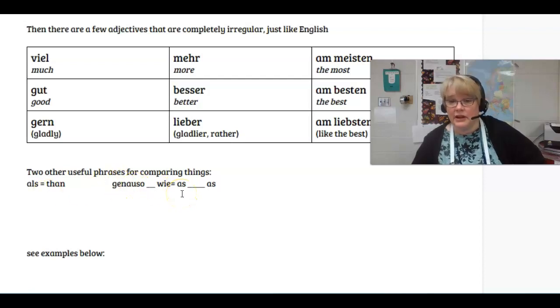We also need the phrase for as blank as. Like as big as. Genauso groß wie. Genauso blank wie. As whatever as. Okay, you just have to practice those phrases.